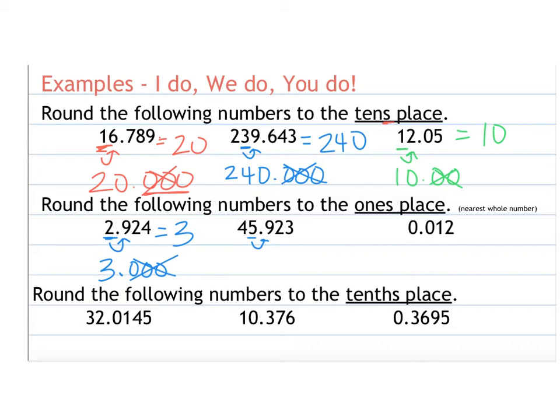Okay. The 9 would make the 5 round up to a 6. So that would become 46. But you wouldn't need the zeros, so that would just be 46.